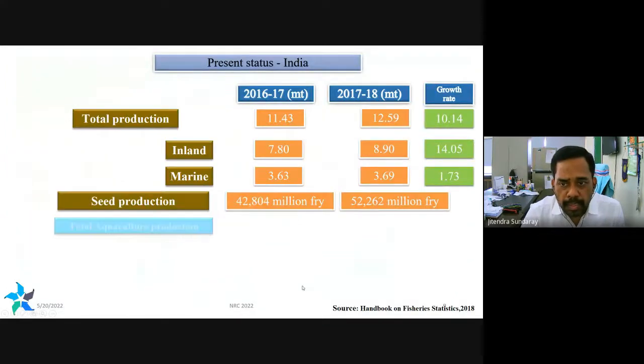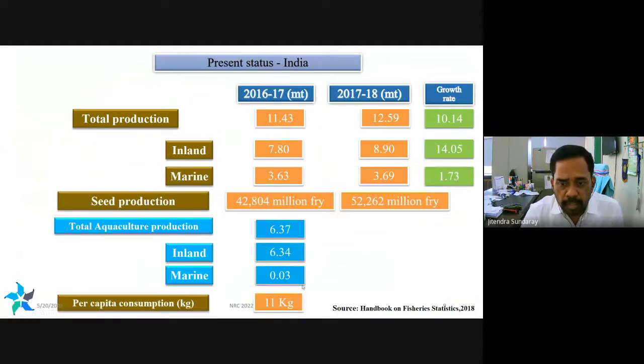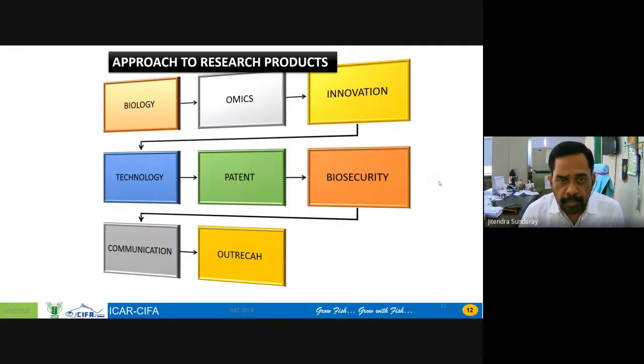And if you look at the present status of Indian aquaculture, we were somewhere around 12.59, but as of today, we are around 13.89 million metric tons of production. But the point I'm telling you is that we are still at 11 kg per capita consumption where the demand is 20 kilograms. But one positive point is the growth rate. If you look at inland, it is around 14.5%. Marine is very poor because, as you might be knowing, the stocks are decreasing.